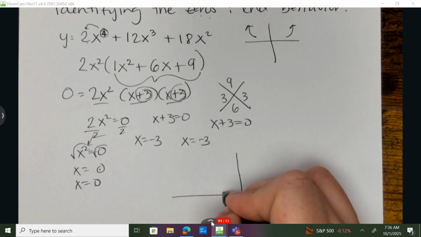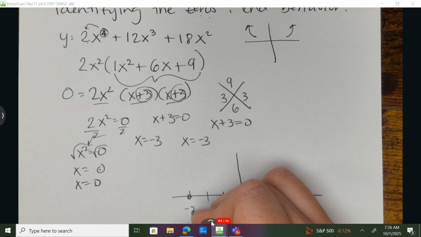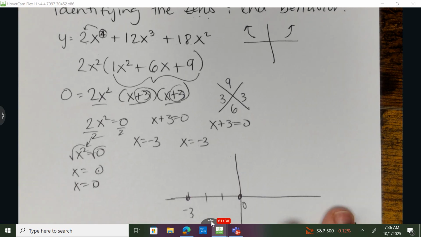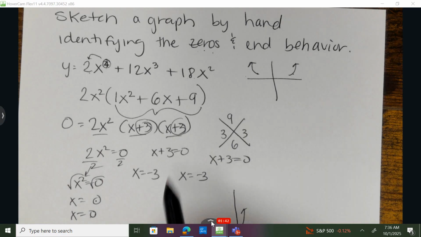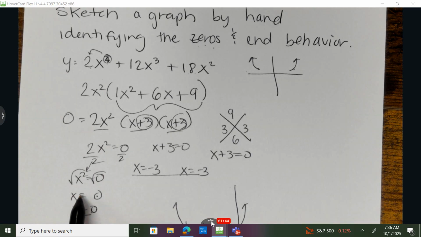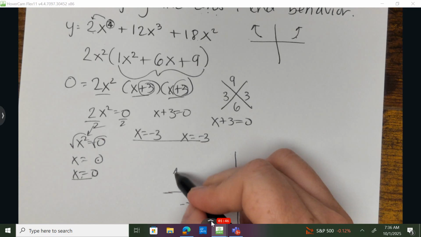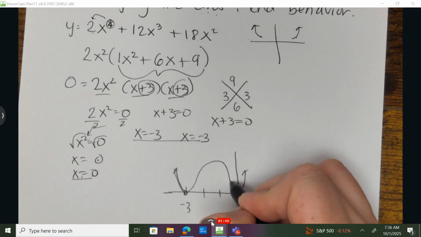So here's 0, 1, 2, 3, and here's -3. Now up on the right and up on the left, but I need to have a duplicate answer at each one of these roots because there's two of them. So it's going to bounce off and bounce off.